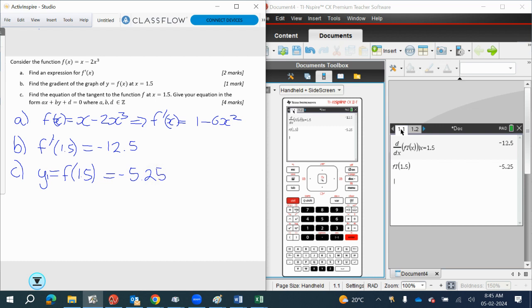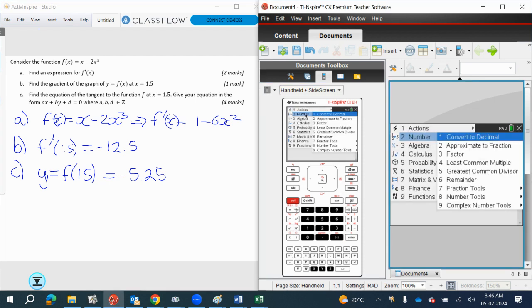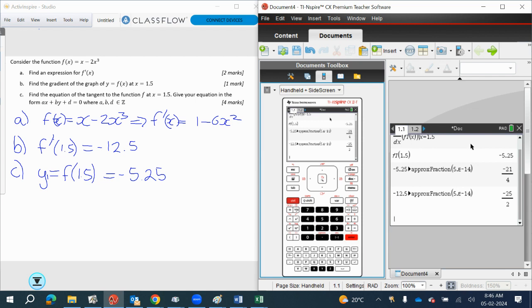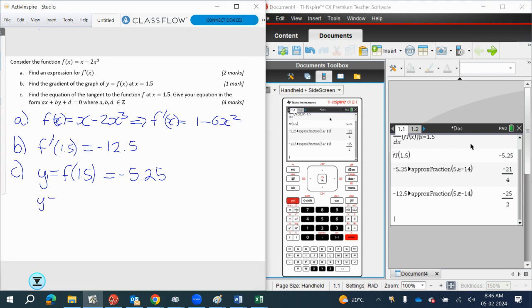We put it into our point slope form, but you probably want to convert these into fractions, because if we're going to go for the ax plus by form, fractions is easier because you have to make them whole numbers. So this one I'm going to do menu number approximate to fraction. That means minus 21 over 4, and this one menu, 2 minus 25. So we have y minus negative 21 over 4. So the gradient is, let me just type this in, let me focus so I don't make a mistake.